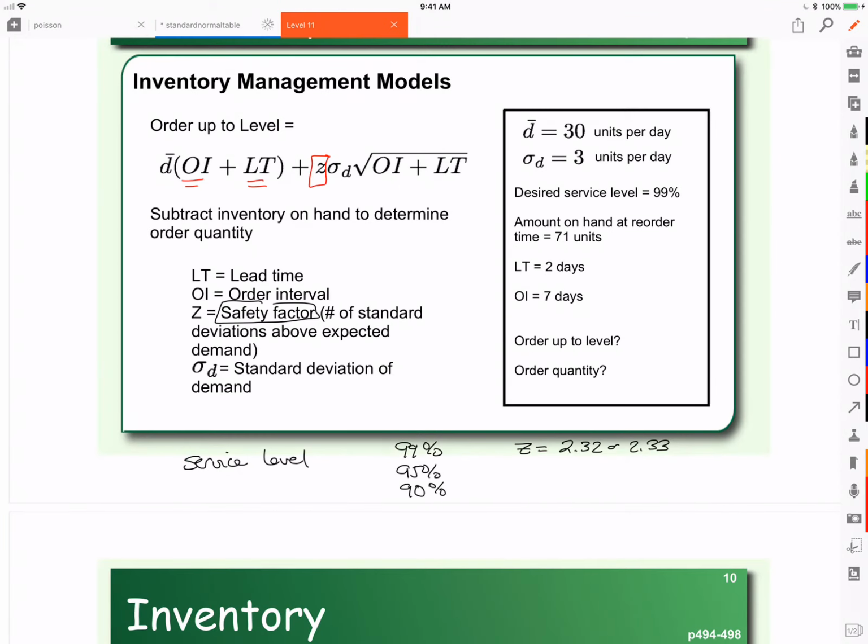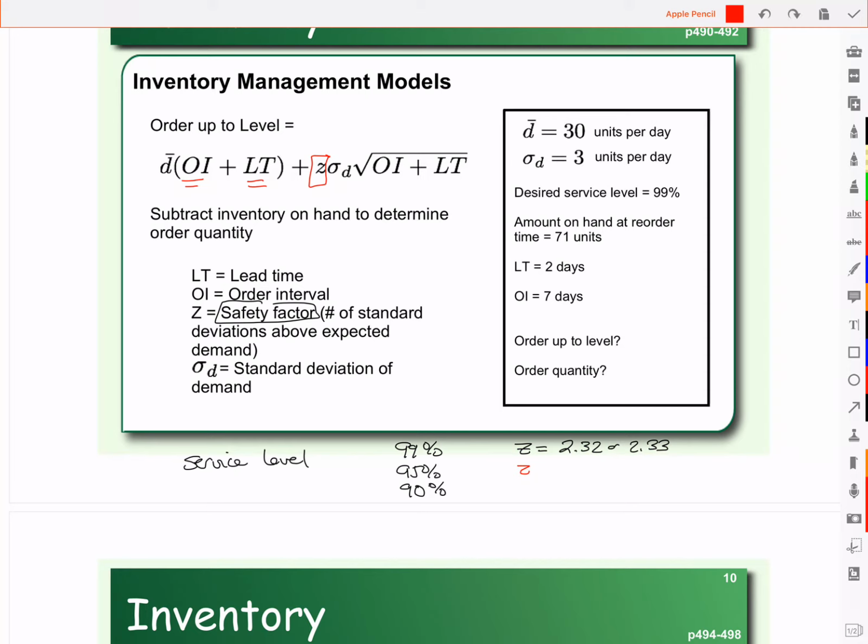Okay, so let's go back. And our z-score, oops.